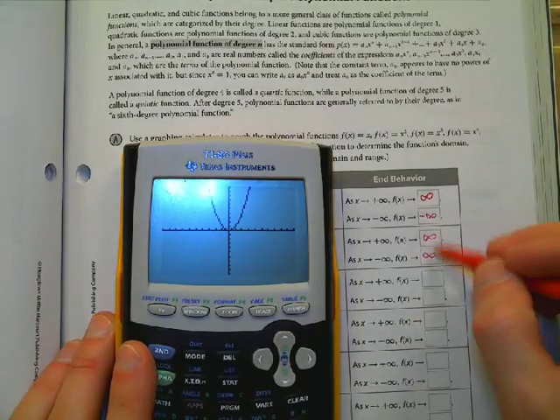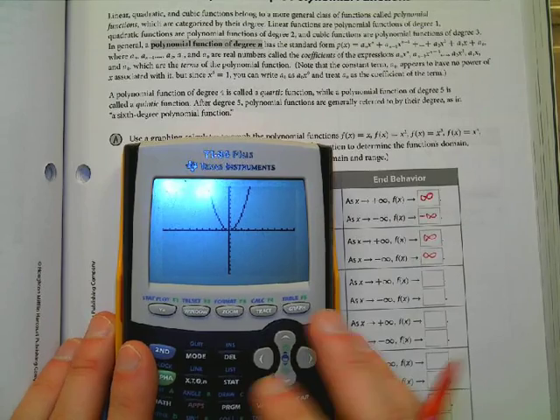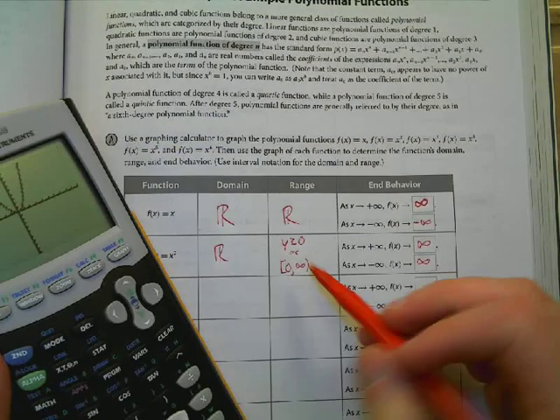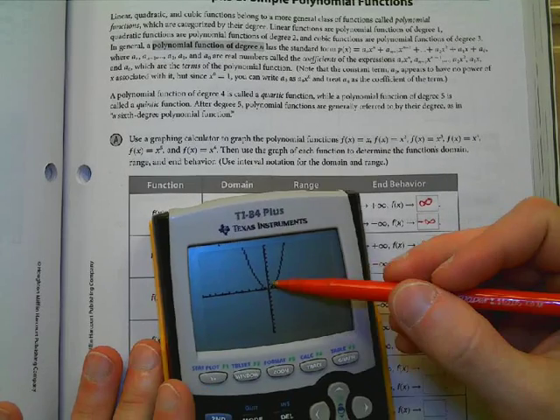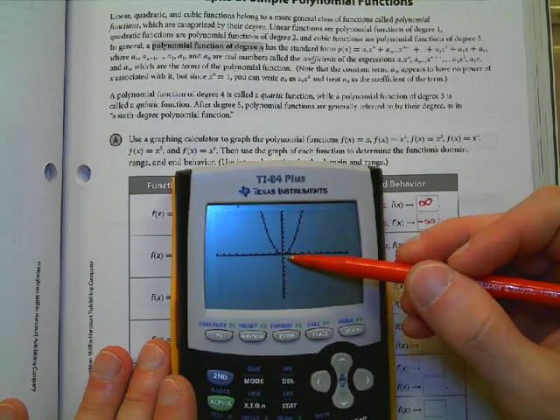What was the range? The range was either y is greater than or equal to 0, or 0 to infinity, right? Because you can see that the lowest y value is, there you go. The lowest y value is at 0 there.